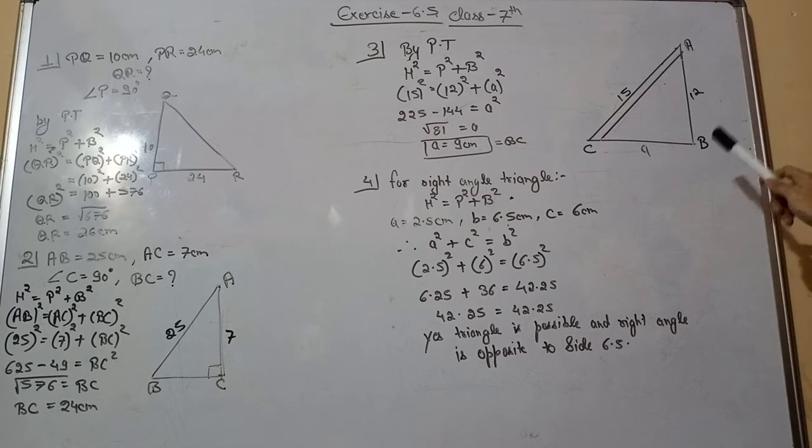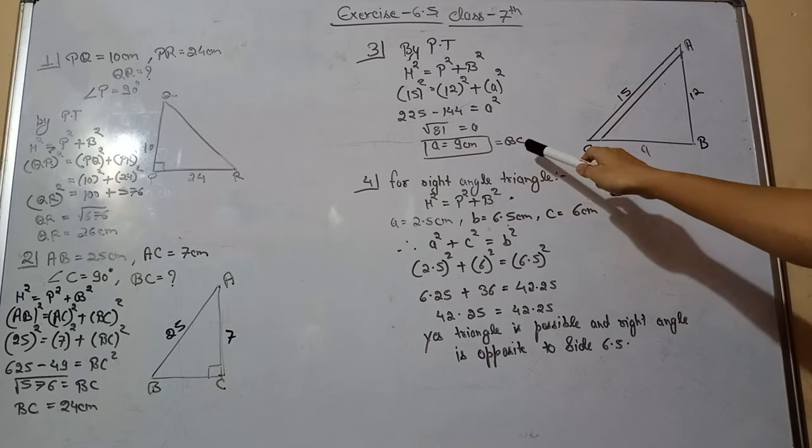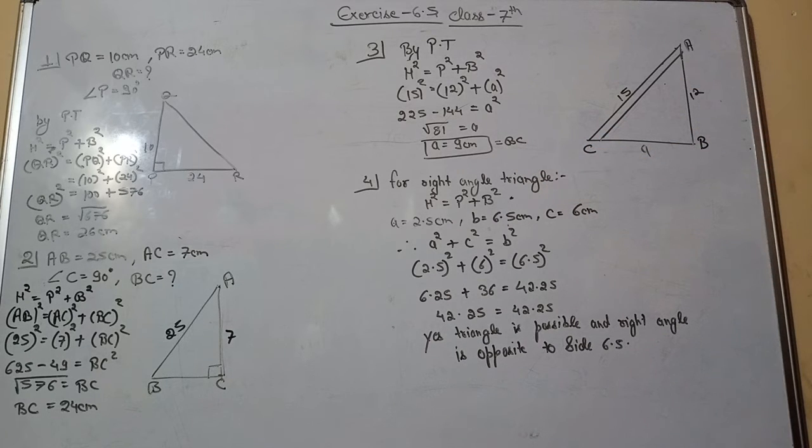The value of A is 81. Under root 81, that is equal to 9 centimeter. Now question number 4. Which of the following can be the sides of a right angle triangle?